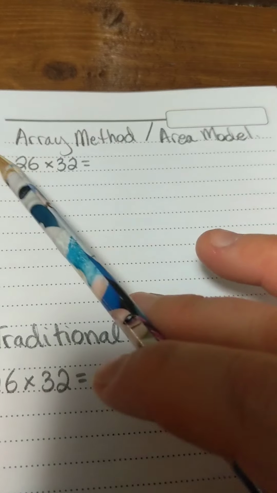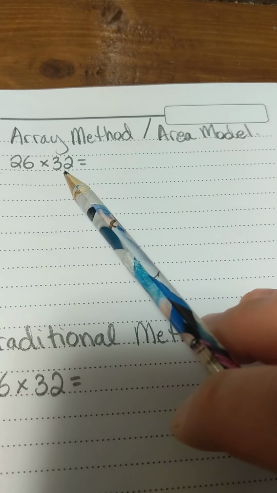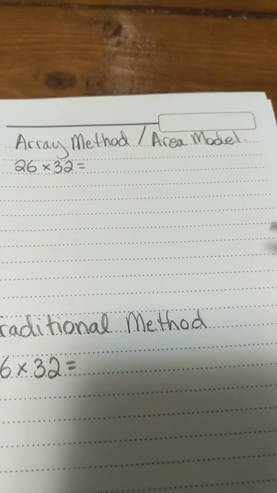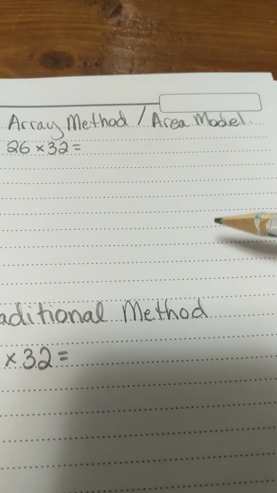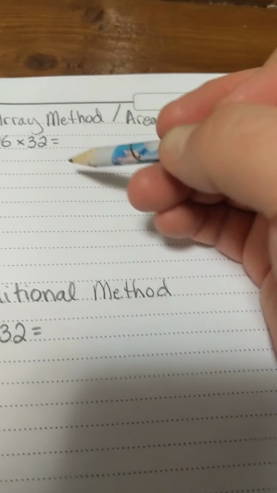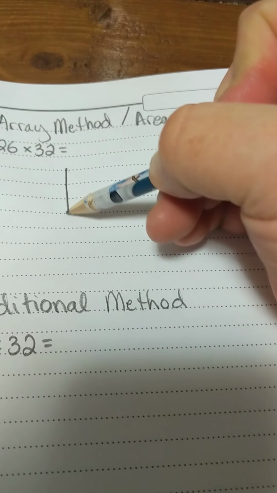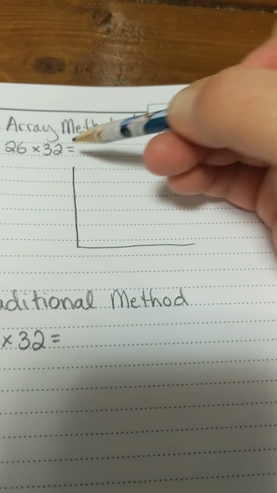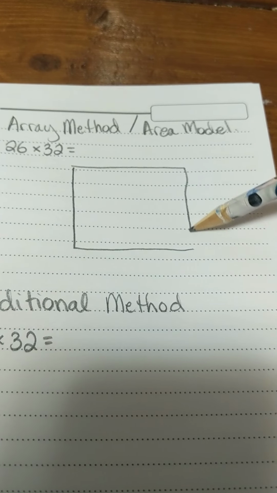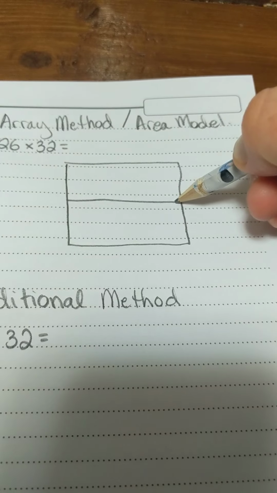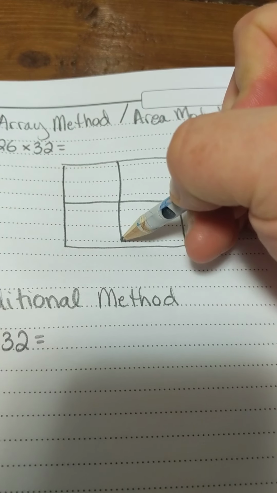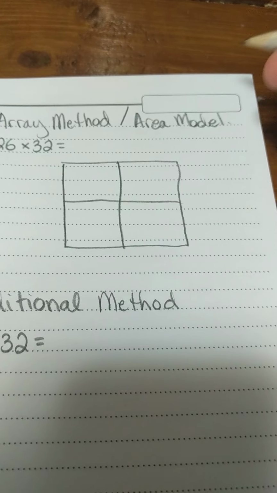So let's get started. We have our multiplication equation here, 26 times 32. We kept the numbers fairly small to give a good example. So we're going to start by drawing our array or our area. Sometimes this method is also called the box method because we end up with some boxes. So I'm going to start out by drawing myself some boxes.